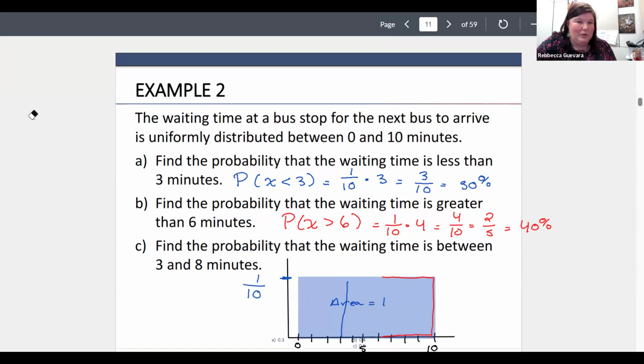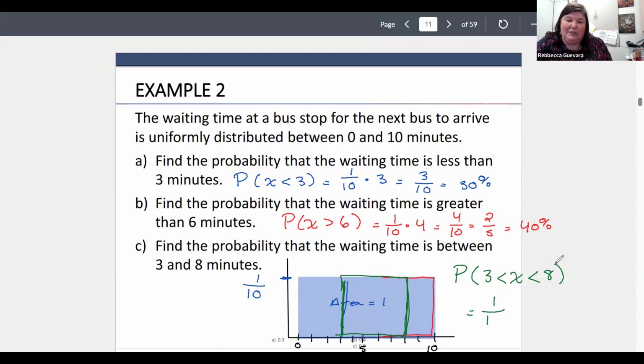Okay, so let me do that in green. We're looking between 3 and 8 minutes. That's this area right here. So the probability that my random variable X, my wait time, is between 3 and 8. Once again, that area is going to have a height of 1/10 and a width of 1, 2, 3, 4, 5. So 5 over 10, or 1/2, or a 50% chance. There's a 50% chance I'm waiting between 3 and 8 minutes.